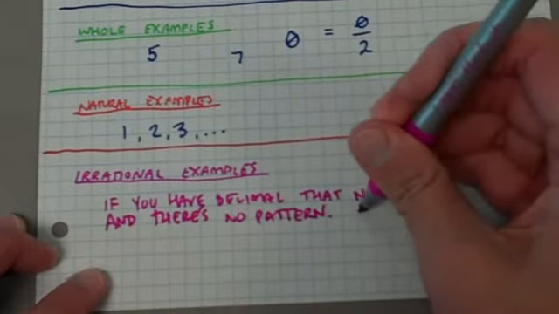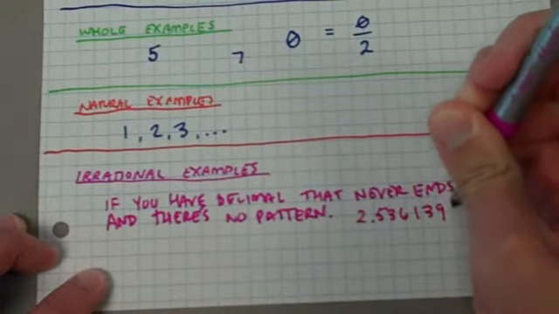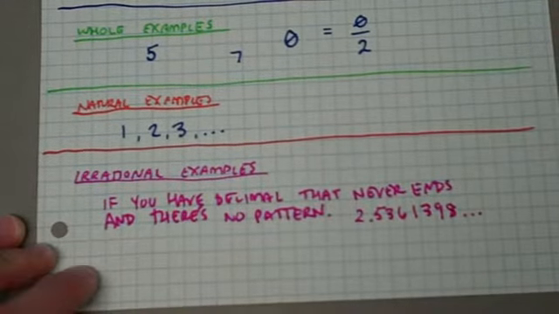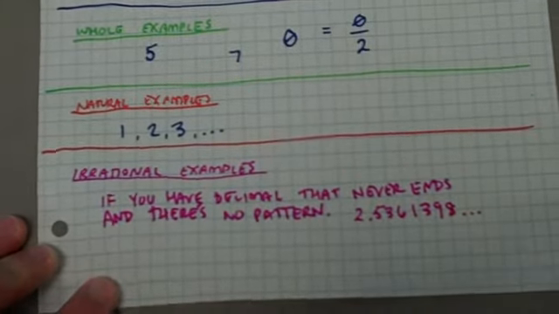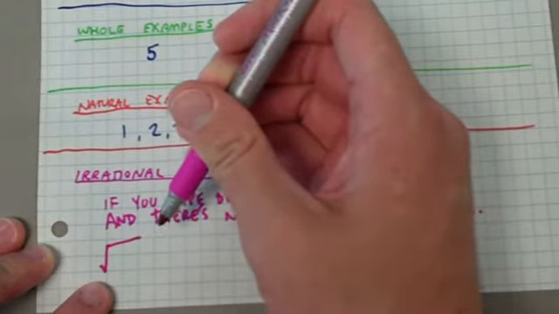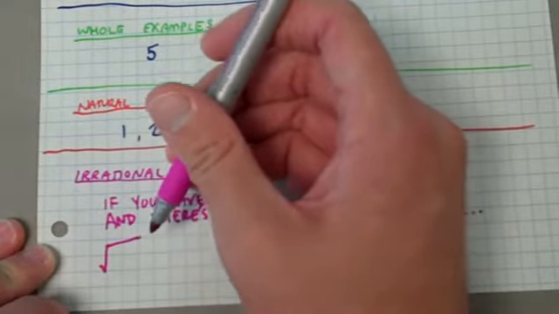So something like 2.5361398. There's no pattern repeating there. It's just random numbers. Call it number barf. Also, if you take the square root of anything that's not a perfect square, so remember your perfect squares are like 1, 9, 16, 25.